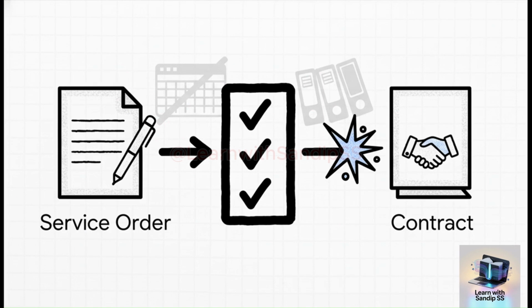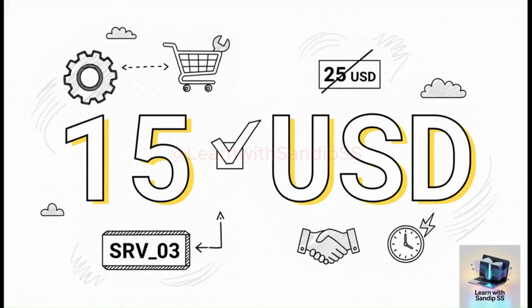If the answer is yes to all 4 of those, then boom, the system instantly links that service order to the contract. All those special prices and terms we set up, they're applied automatically. No more searching through spreadsheets or binders. It's fast, it's accurate, and it's pretty much foolproof. And the result? That spare part, SRV_03, gets added to the order at the correct price of $15, not the standard $25. The system just enforced that digital handshake we talked about, delivering on your promise to the customer in a split second.